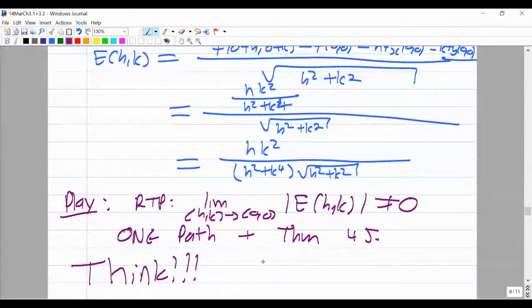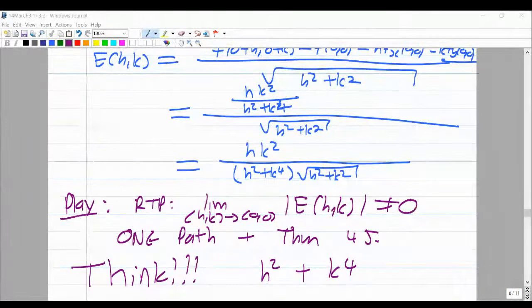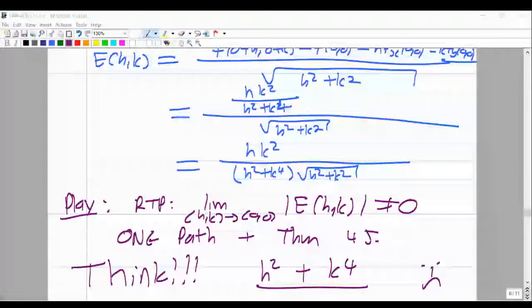So if we look at h squared plus k to the power 4, can we simplify that? Can we simplify h squared plus k to the power 4 any further? How, Marco? The answer is no. There's no common factor. H squared plus k to the power 4, there's no common factor. All right.